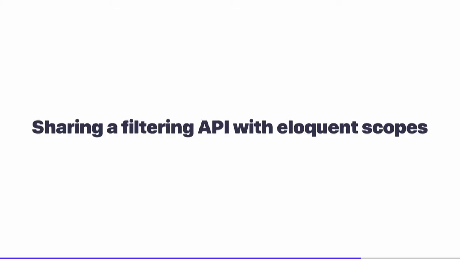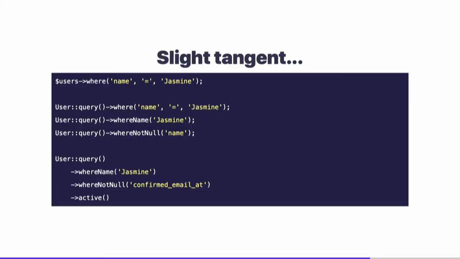Sharing a filtering API with Eloquent scopes. I think I've said I really like this one about all of them, so I really like this one. What I'm talking about here is when we want to filter a collection, and when we want to filter our database results. Just a quick little tangent. Something I like to do is always prefix all my queries with where.